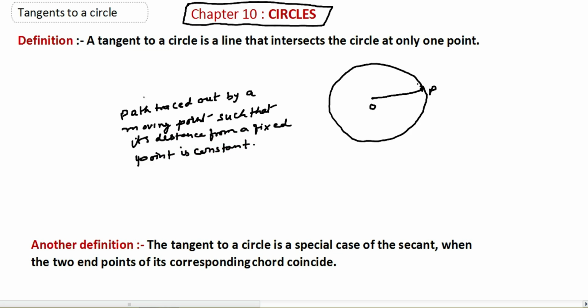So the point P here is moving around the fixed point O in such a way that OP is always fixed. Suppose OP is 5 centimeters, then wherever the point is, that distance is always 5 centimeters. This point O is named the center of the circle, and OP is named the radius of the circle. I am giving a little introduction about the circle, but you know all these things from class 9.